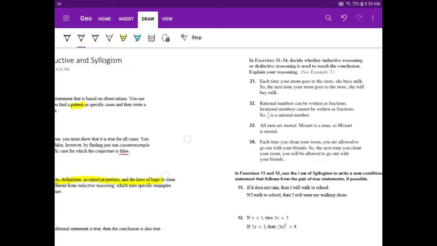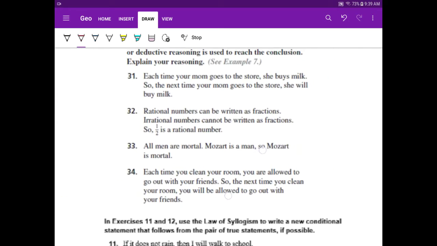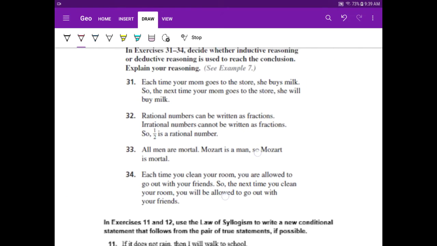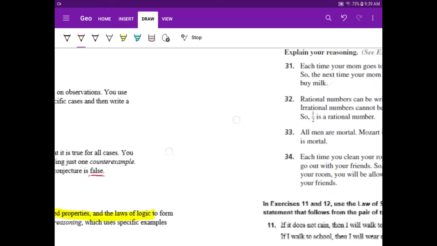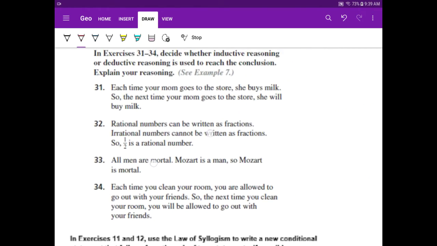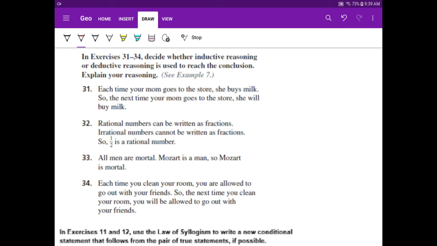So let's look at some of these over here. Each time your mom goes to the store, she buys milk. So the next time your mom goes to the store, she'll buy milk. So this indicates a pattern. Every time she goes to the store, she buys milk. But let's see if we can come up with a counterexample. Hey, on Wednesday, she went to the store and didn't get milk. So this one is inductive reasoning.